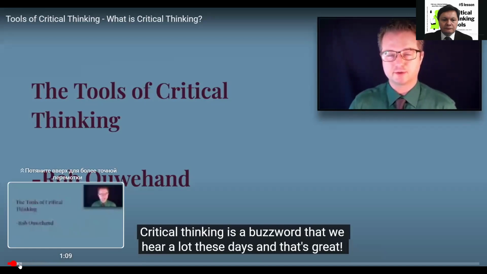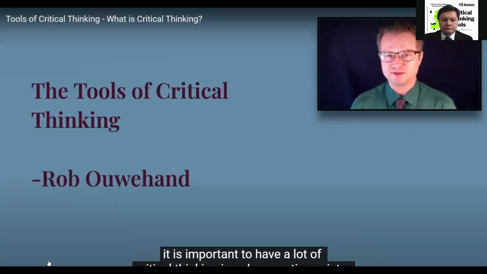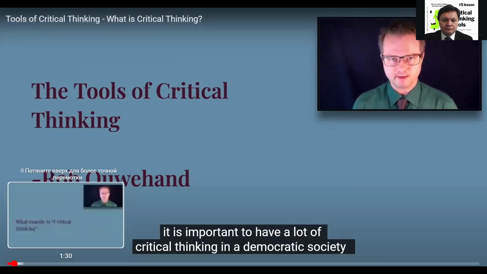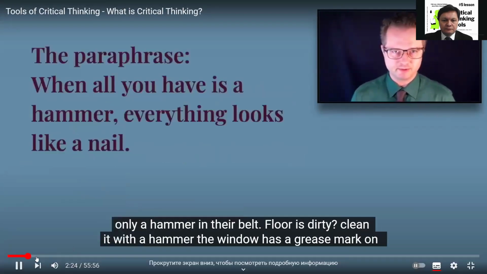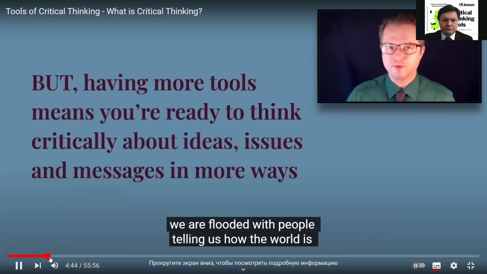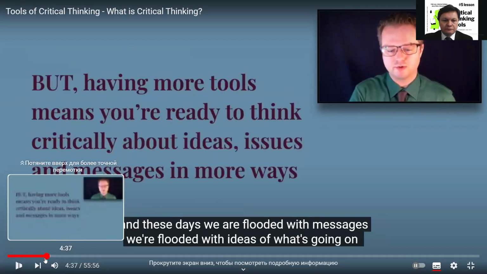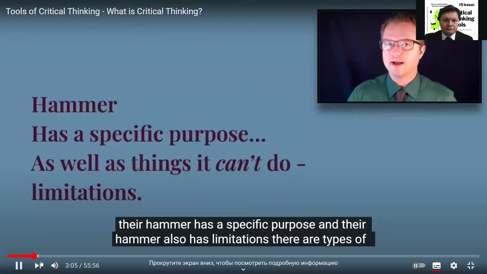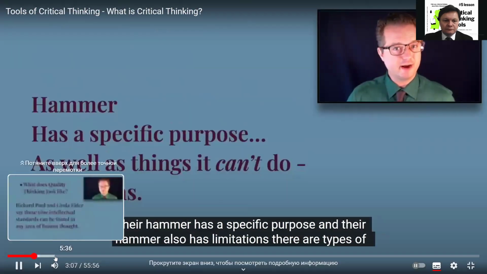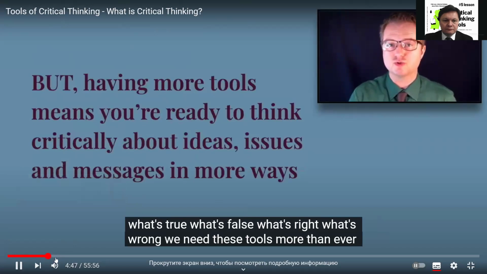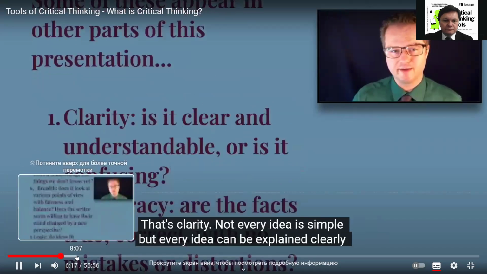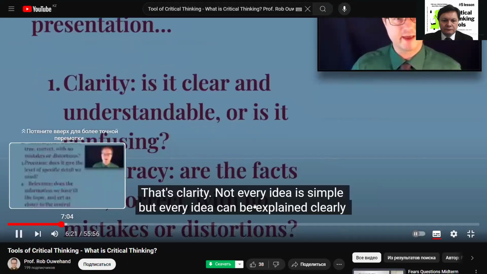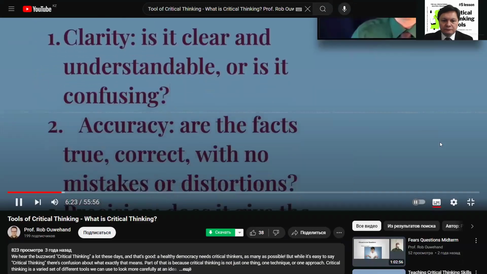And that's great. It is important to have a lot of critical thinking in a democratic society. You can use it to look at the world, with people telling us how the world is. Each tool has a specific purpose, and each also has what's true, what's clarity. Not every idea is simple, but every idea can be explained clearly.